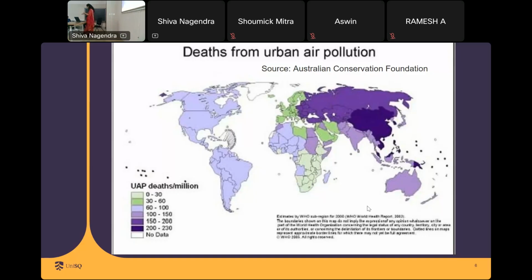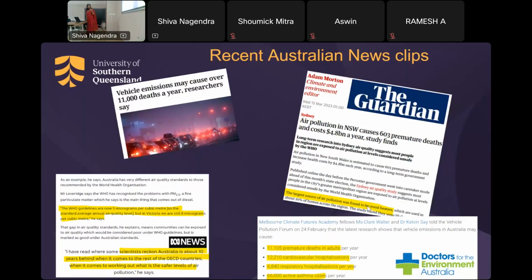And we have bushfires also. When we have bushfires, we have dust storms, and they are quite frequent, which adds to the problem. And if you know, in 2019 and 2020, we had the black summer, because New South Wales and Queensland's air quality was really, really bad. So these are some Australian news clips.